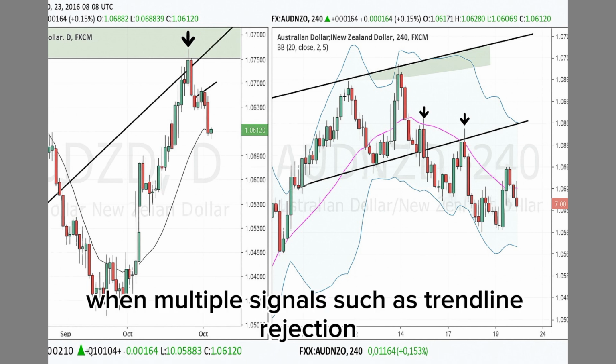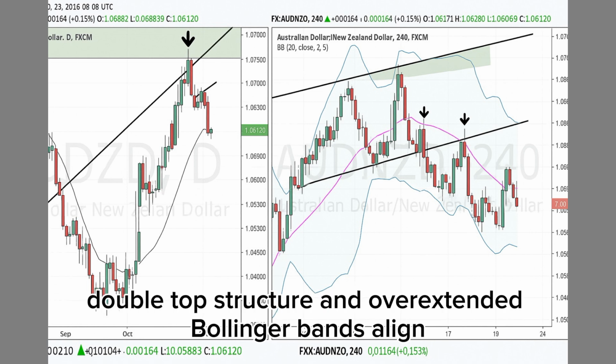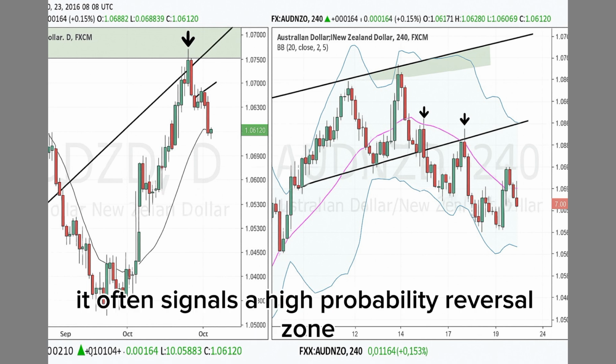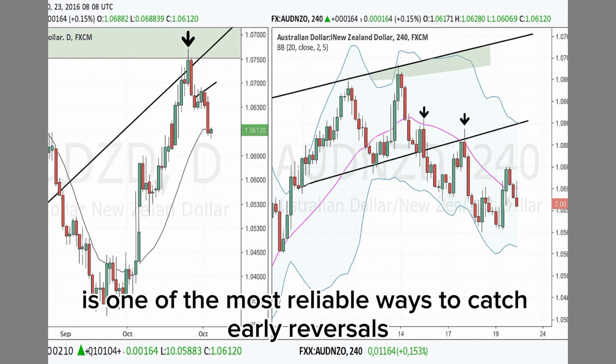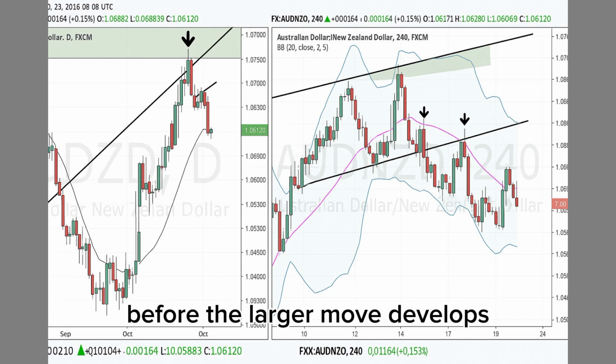When multiple signals such as trendline rejection, double-top structure, and overextended Bollinger Bands align, it often signals a high-probability reversal zone. Combining higher time-frame context with lower time-frame confirmation is one of the most reliable ways to catch early reversals before the larger move develops.